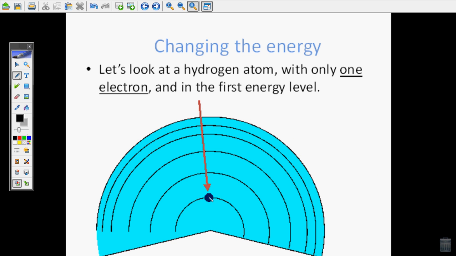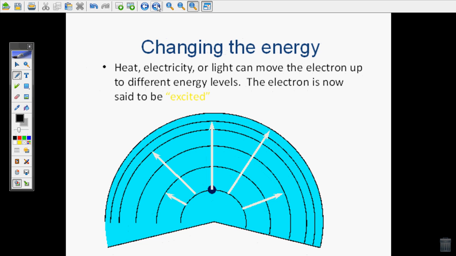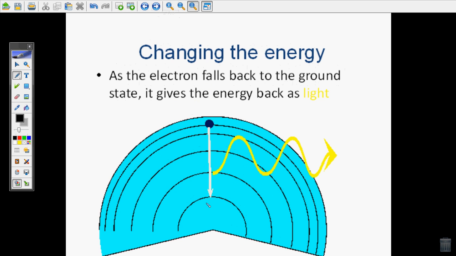But it starts here at the very lowest energy level, and then when it gets heat, or however it gets excited, it can jump up into the next energy level. So after it jumps up to the next energy level, and it falls back down because it always really wants to be in its ground state, its lowest energy level, it will emit this light. It'll give the energy back, and we see it as light.